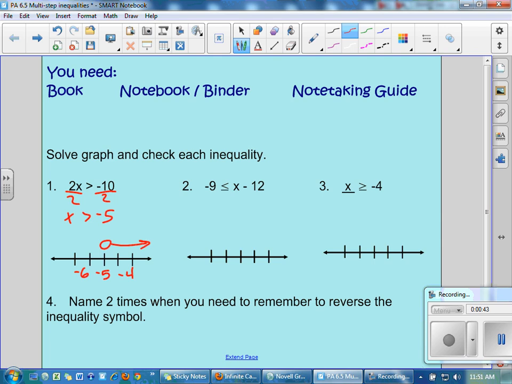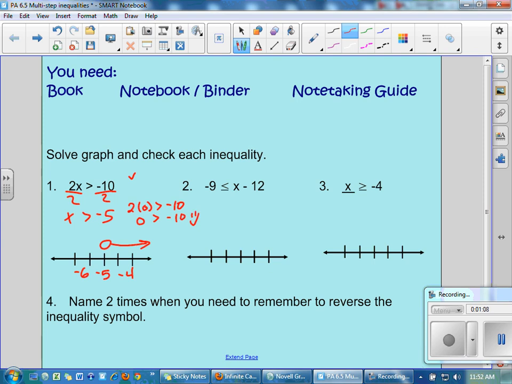Now, if I were going to check, I can use any number that's along this line, but I cannot use the number here, -5. So what would be a nice, easy number to check with? 0. I always love to use 0. So 2 times 0 has to be greater than -10. 2 times 0 is 0. Is 0 greater than -10? Yes, that is true, so I'm happy.